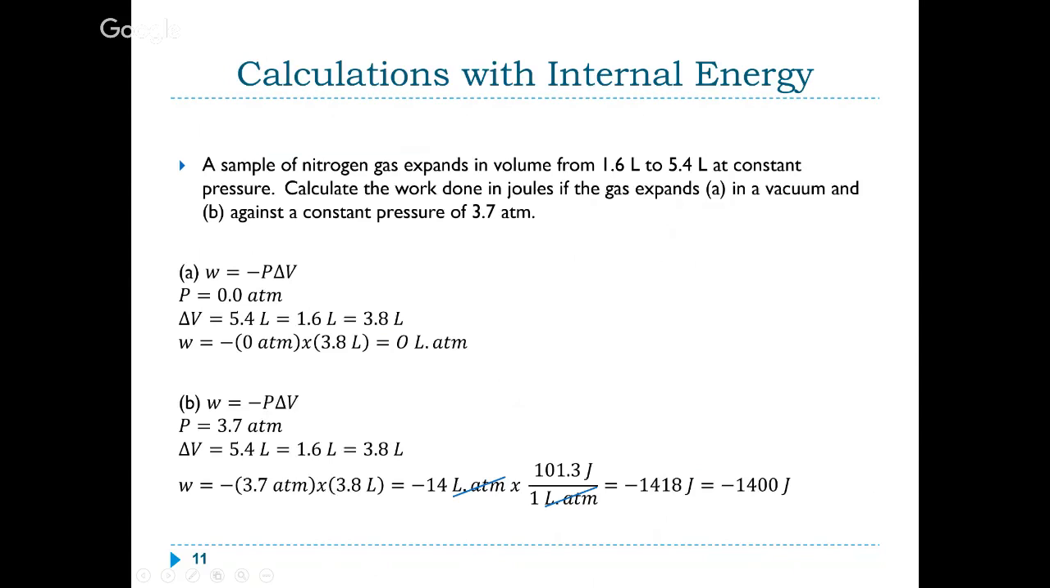And then I look up in the book and see that 1 liter atmosphere is 101.3 joules, because this is a reasonable unit for us to continue to work with in terms of energy. This is what we're going to do, joules or kilojoules. Negative 14 times 101.3, the liter atmospheres cancel out. And we get negative 1418 joules, or negative 1400 joules. So that's how much work the gas had to do to expand 3.8 liters against an external pressure of 3.7 atmospheres.